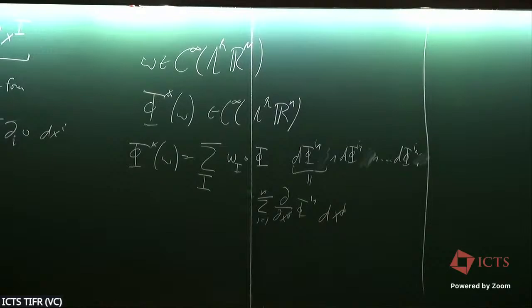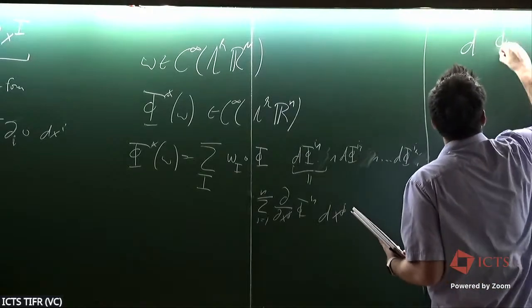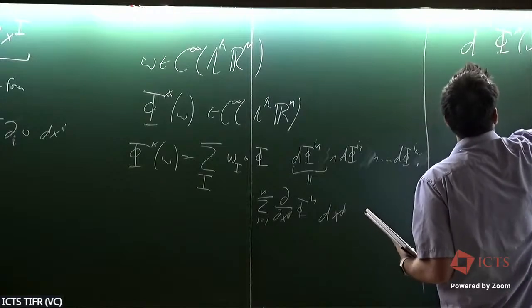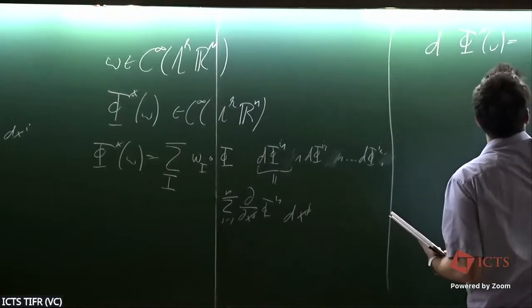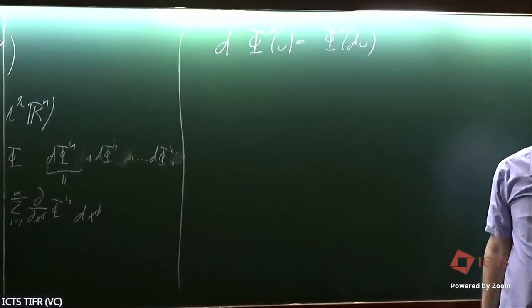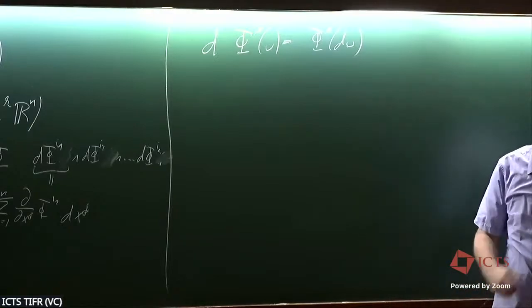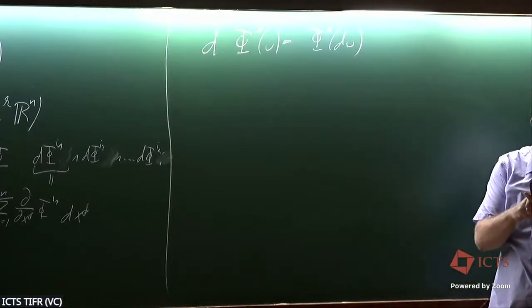An important thing, and this is really crucial, and this is true for the differential but not for the co-differential, is that d of phi star of omega is phi star of d omega. Okay, they commute. Without that, we wouldn't use differential forms. This is extremely important.